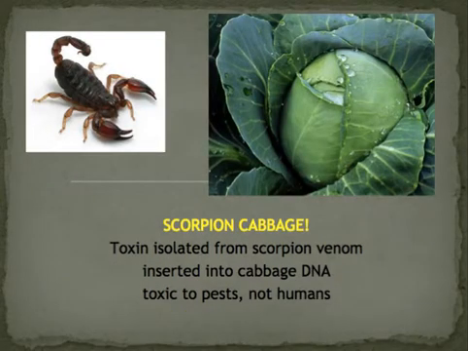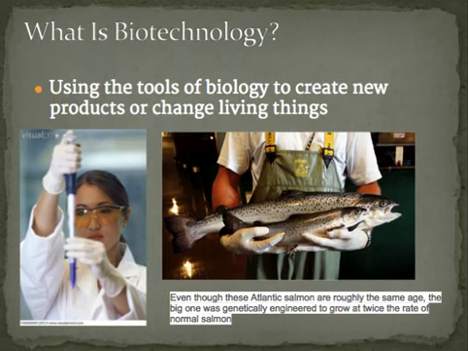Scorpion cabbage, another one. Toxin isolated from scorpion venom that's inserted into the DNA of a cabbage that will be toxic to bugs and the pests that want to eat the cabbage, but not to humans. So it's kind of a natural form of pesticide. You're not spraying a chemical on the cabbage. You're actually giving it a gene to be gross tasting to insects and kill them. So what is biotechnology? We're using the tools of biology to create new products or to change living things.